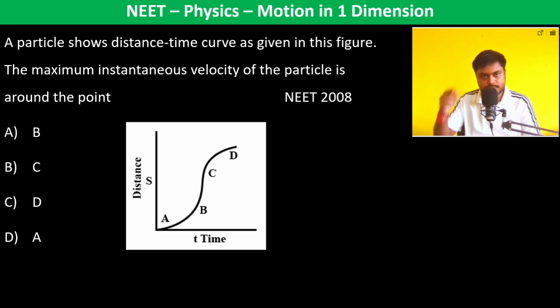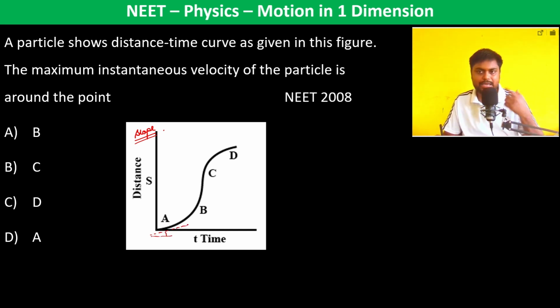The particle shows a distance time curve as given in the figure. Maximum instantaneous velocity of the particle is around the point. So the velocity is going to be the slope of this curve. Okay, so we see at A the slope is going to be like this. The slope is basically tan theta. Now as theta increases, of course less than pi by 2, the slope is going to be more.